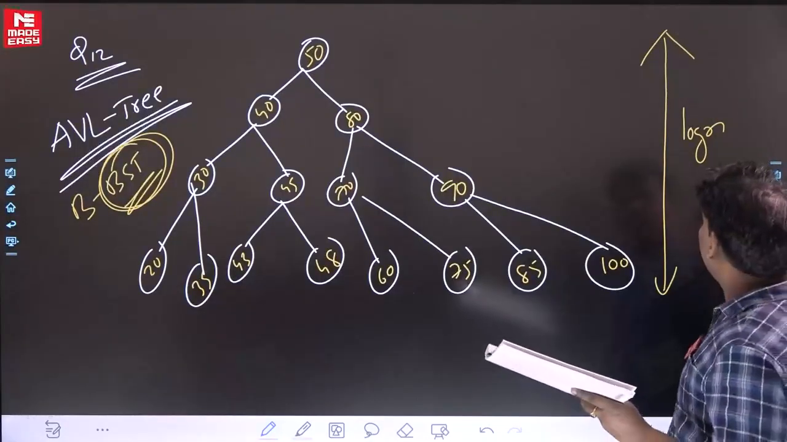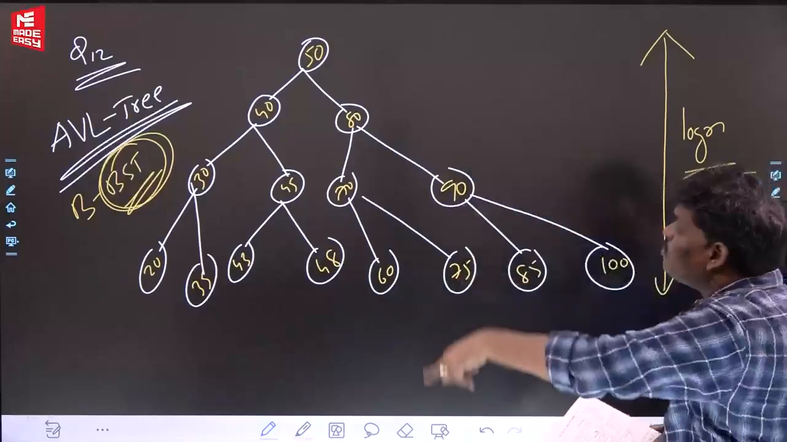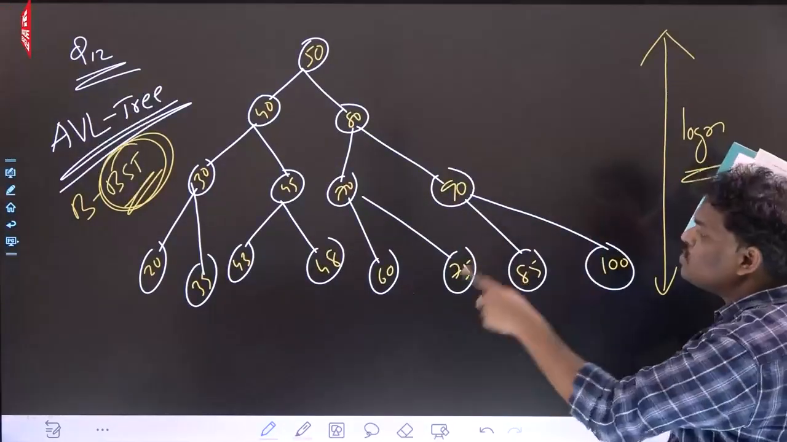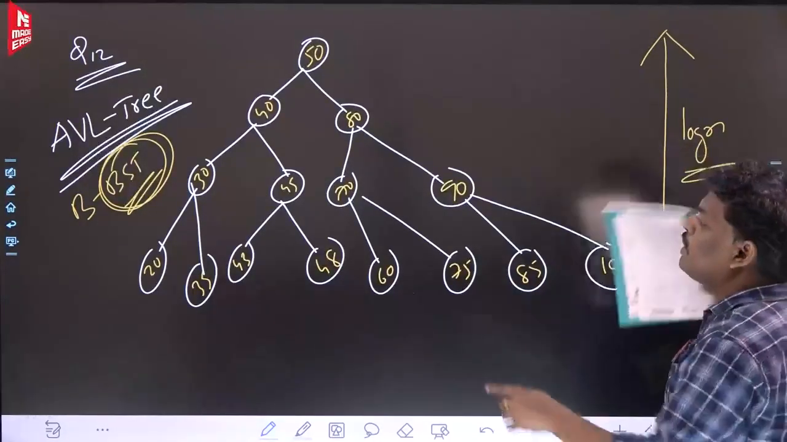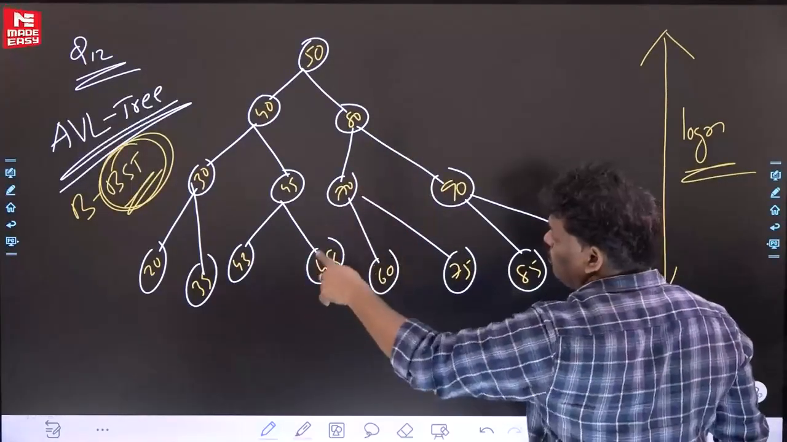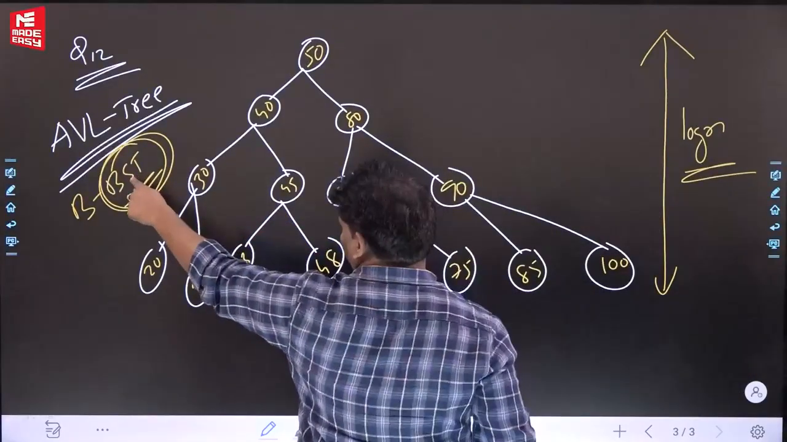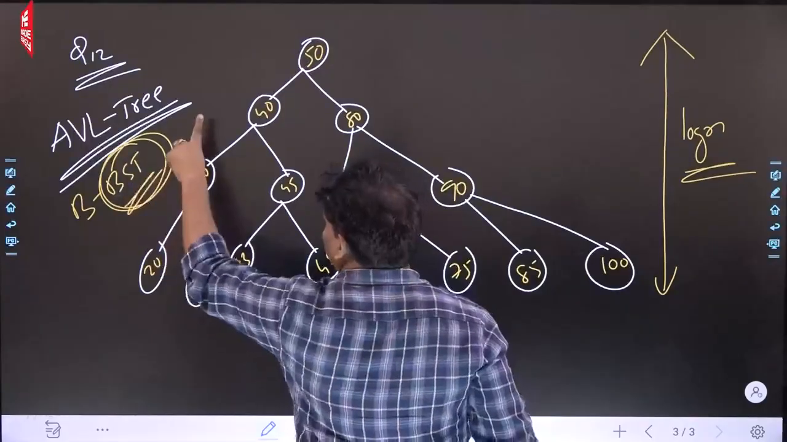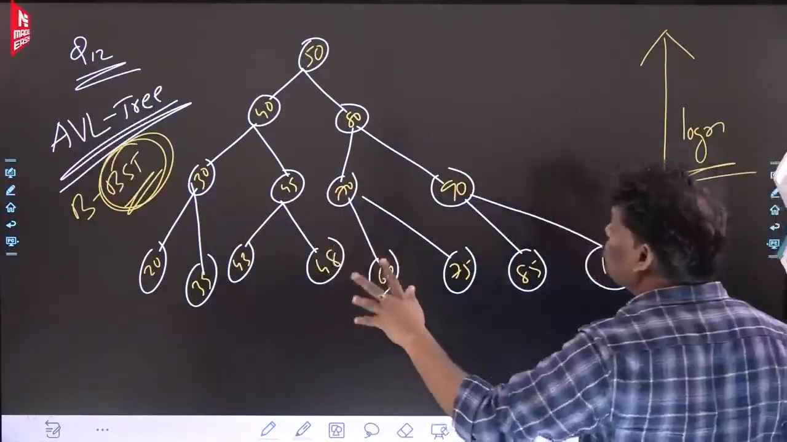In the balanced BST, log n levels only are there. In the BST, n levels may be there, but in the balanced BST, log n levels. In the balanced BST, minimum levels are log n, maximum levels are also log n. But in the case of only BST given, minimum levels are log n, maximum levels are n. Balanced BST, everywhere log n. So in this problem, he is talking about balanced BST.